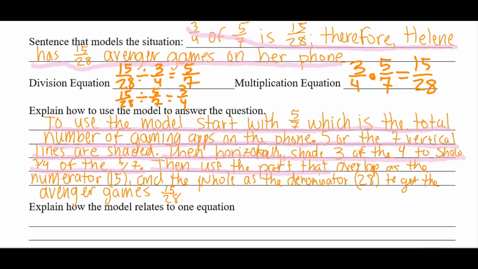Then use the part that overlaps as the numerator, which is 15, and the whole as the denominator, which is 28, to get the Avenger games, which is 15/28. So 3/4 of 5/7 is 15/28, which is the answer to the question.